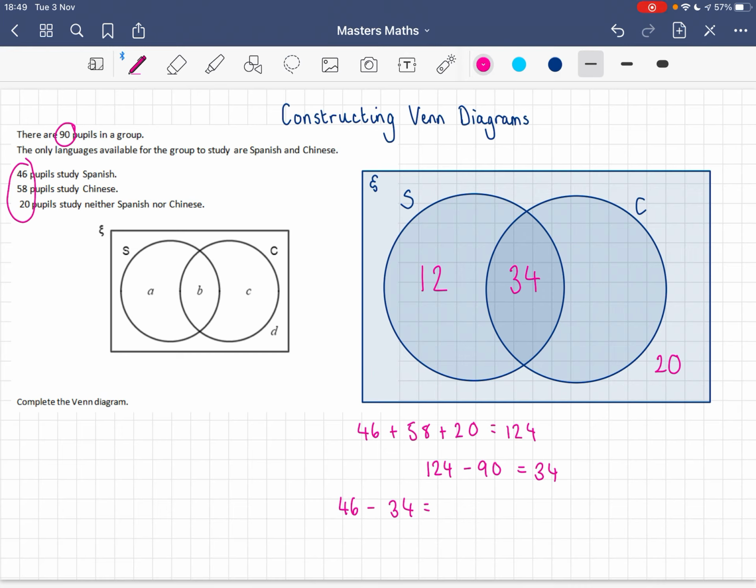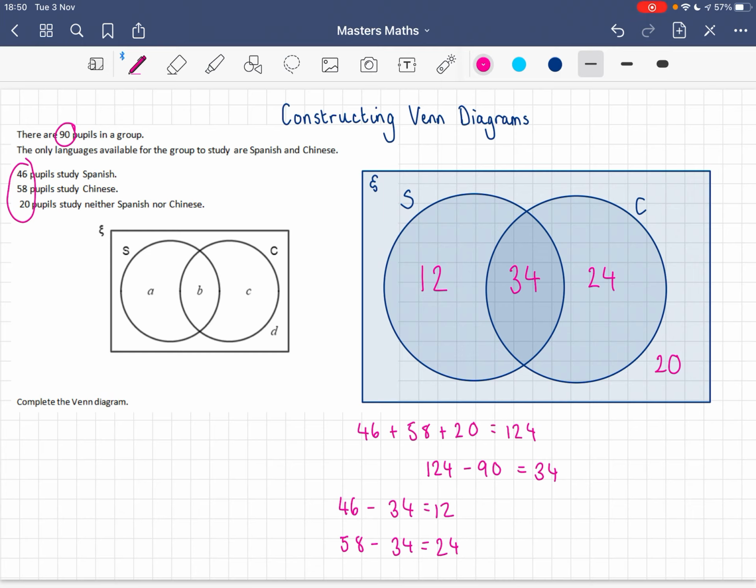And then for the Chinese, the whole Chinese circle has to have 58 pupils in it altogether. We've already accounted for 34 of them. So we need to do 58, take away 34, to get the number who just do Chinese. I did not type the right thing in my calculator. 58 take away 34 is 24. Oh, I could have done that in my head. I do not need to use a calculator. So 24 students just do Chinese.